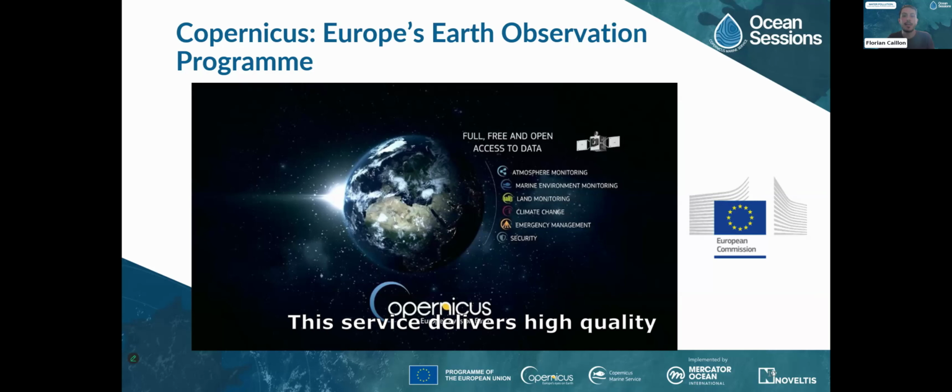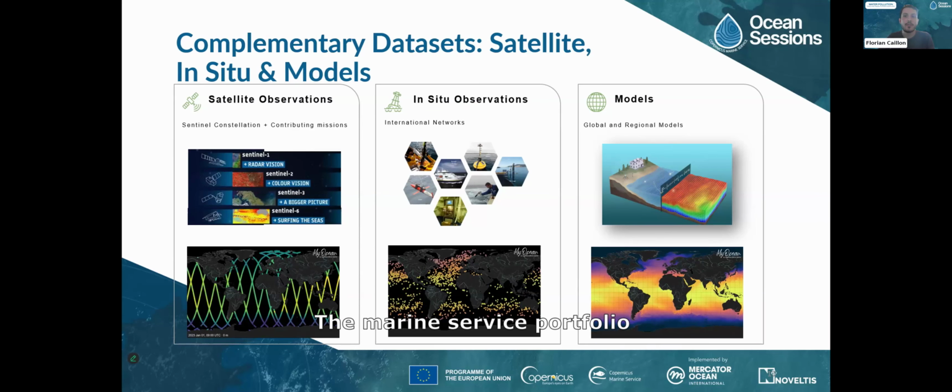Today, we will focus on the Copernicus Marine Service, implemented and operated by Mercator Ocean International. This service delivers high-quality and regularly updated ocean data, describing the ocean's physical state, sea ice, and marine ecosystems, supporting science, policy, and industry worldwide. The Marine Service portfolio combines three complementary sources. First, satellite observations provide global coverage and continuous monitoring. Second, in situ measurements taken from buoys, floats, and research vessels. They offer local precision. And finally, these observations serve as the foundation for validating and optimizing the ocean models that the service provides.